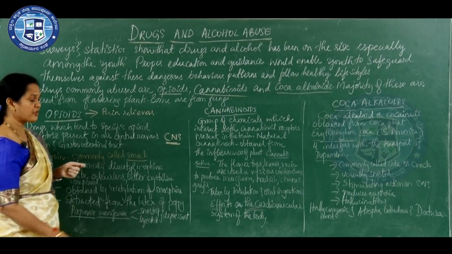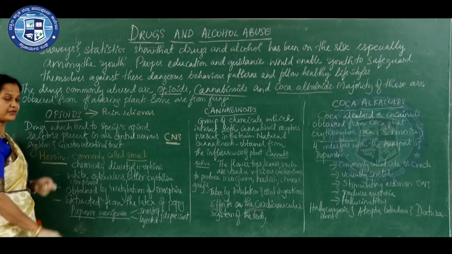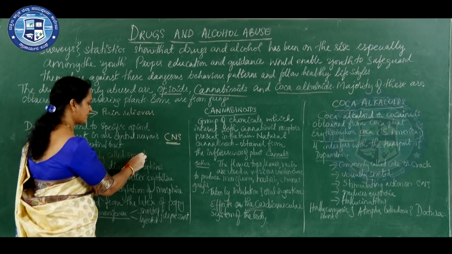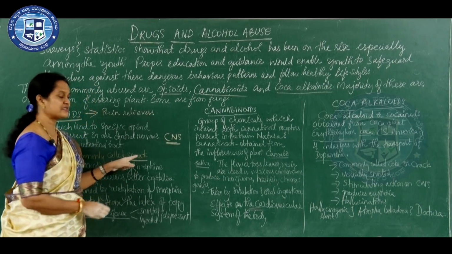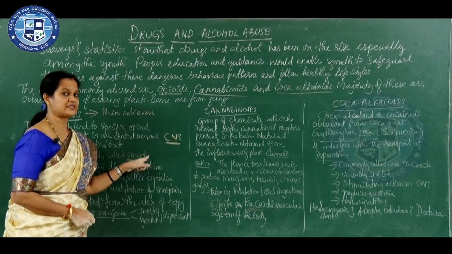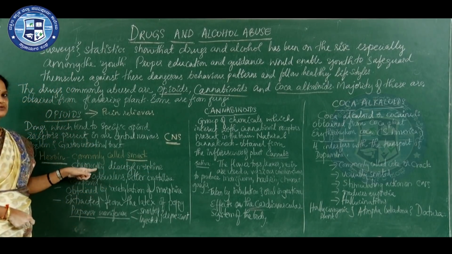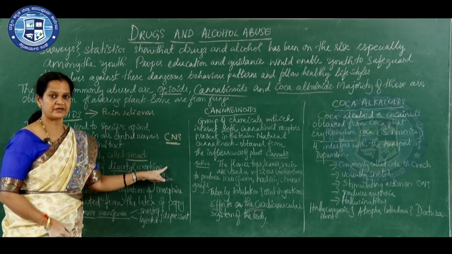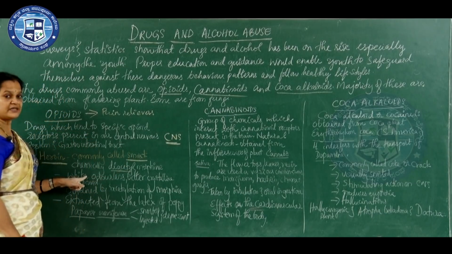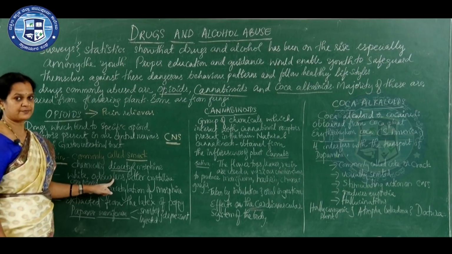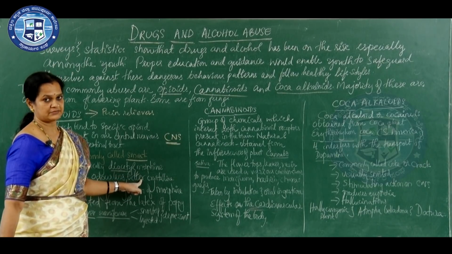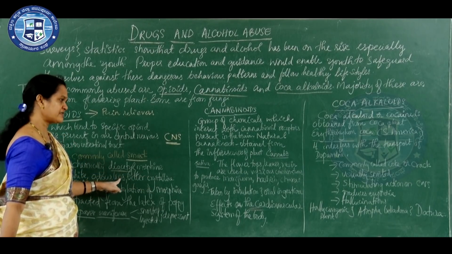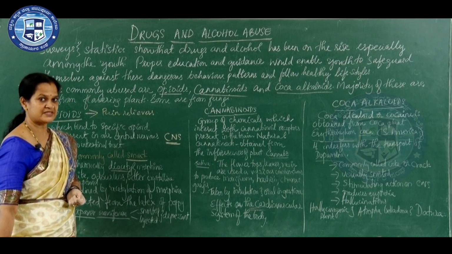And the important opioid is heroin. Heroin is commonly called smack. Chemically, it is diacetyl morphine. Diacetyl morphine is heroin, and it is a white, odorless, bitter, crystalline compound.